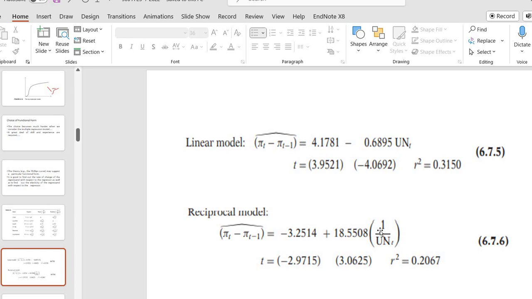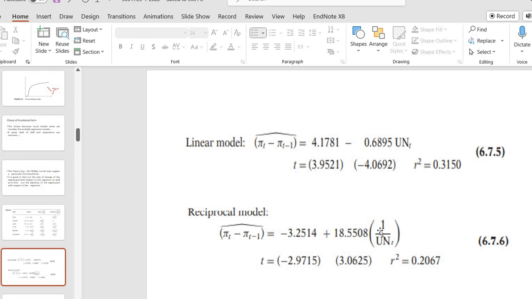If you look at the first equation, look at the t-values. Both of the t-values show that individual significance is there. Look at the R-square value. R-square says 31% of the variation is explained out of the total variation. Look at the second model, the reciprocal model.